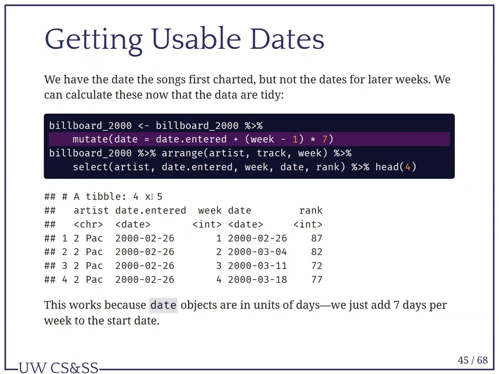And so what we'll see is the date entered is February 22nd, 2000. And this is its first week. Now the date is this column that we created, which is our date entered plus this calculation about the week. So now we've just added 7 days to the date entered for each week. This works because date objects are already in days units, and we can just add 7 per week to the start date.